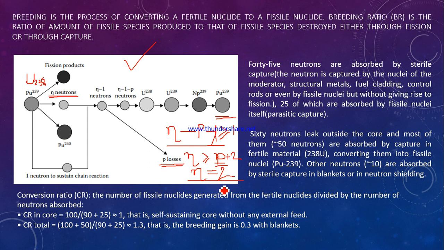Here one more thing we should understand, which will be useful for the successive lectures, is the conversion ratio. It is the number of fissile nuclei generated from the fertile nuclei divided by the number of neutrons absorbed. I am giving a typical figure; you can refer to any book. In a fast reactor core, the conversion ratio is approximately 1. So the chain reaction is self-sustaining in the core without any external feed. But if you add the blanket of uranium 238, then your conversion ratio is 1.3. So the breeding gain is 0.3 with the blanket. So definitely the blanket is helpful to increase the conversion ratio.